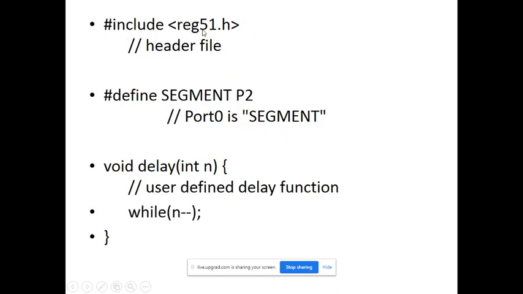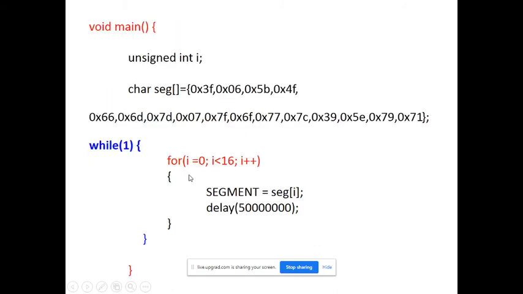First we are writing the code in C language. We are using the reg51 header file. Then we are declaring which port the segment is connected to. I am referring to port number 2, and that's why we are defining segment. Where is the 7 segment? That is, segment is connected to port number 2. Then we are calling the delay in C language. Okay, what that is, N. Next point is we are writing the main program.